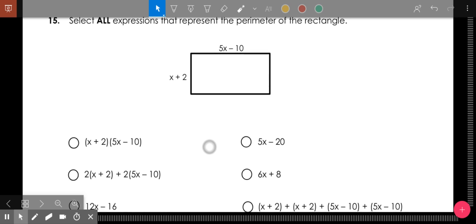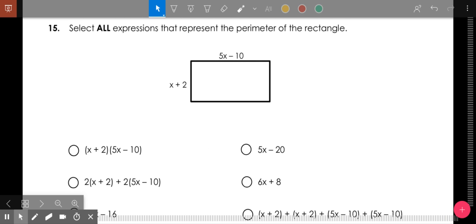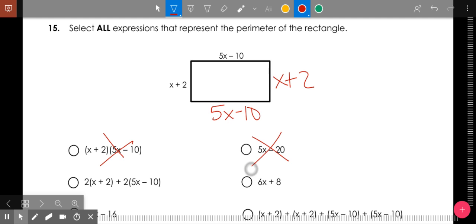Next page. So this one says select all expressions that represent the perimeter of the rectangle. So, like we discussed in class, perimeter, you add all your sides together. So I'm going to label all my sides. Your opposite sides are equal. Since I know I have to add them all together, I can't multiply my sides together. And then the second one says 5x. I know I have to add 5x and 5x together, so I'm at least going to have 10x. So that's wrong, so you can cross out that one too.